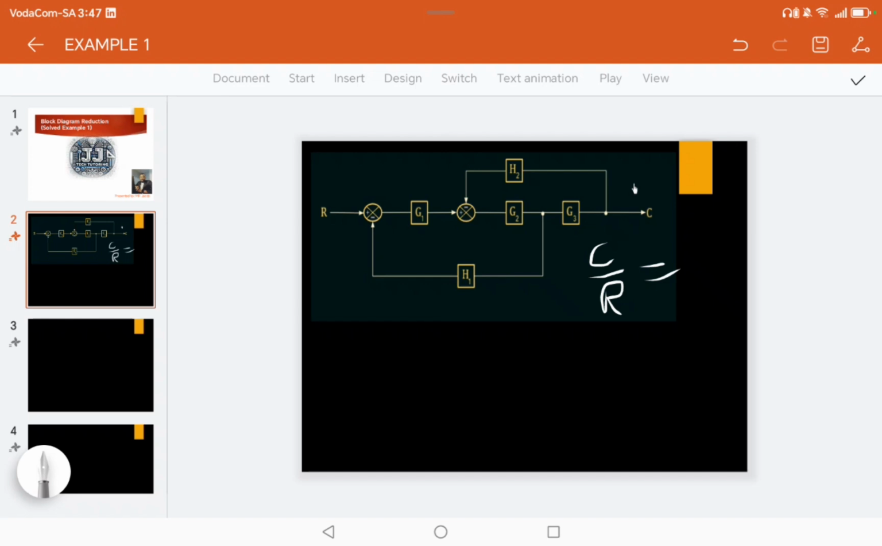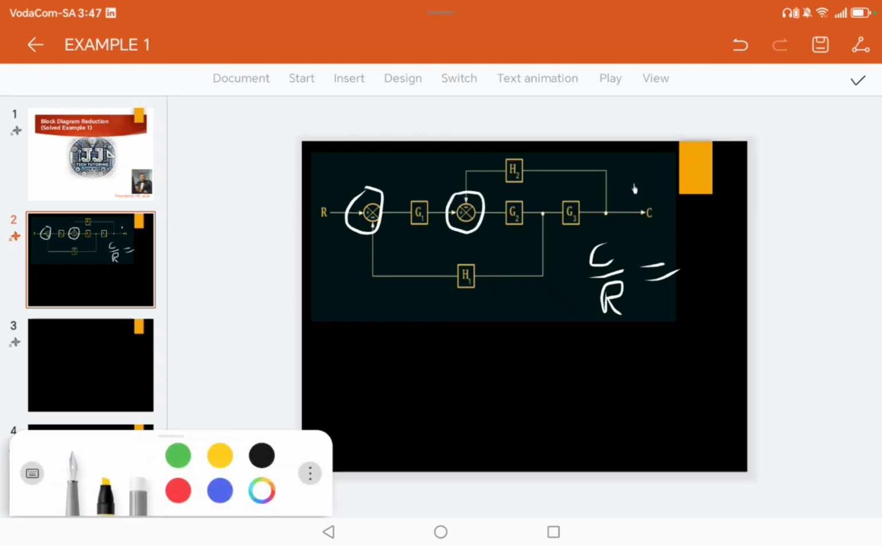In the previous tutorials, I have done all the rules that one needs to know in order to be able to deal with this kind of equation. So without wasting time, let us dive into it. By the way, this is a negative feedback question. I'm sure you understand that, because of this, as you can see.